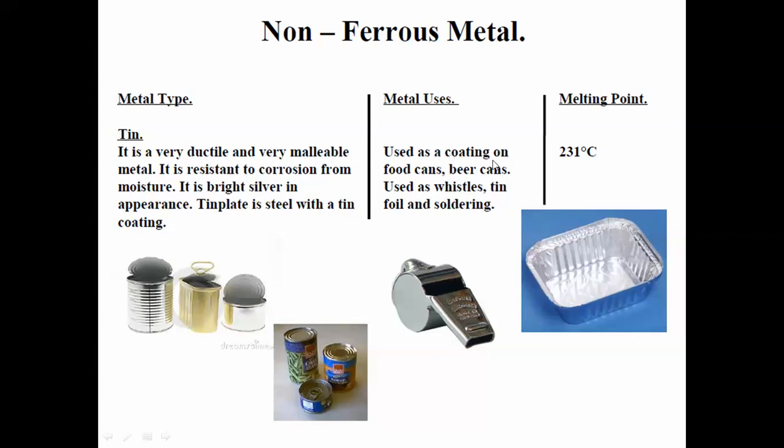So it's used as a coating on food cans, beer cans, those that take alcohol. They use these tins a lot. So it's used as beer cans, it's used as whistles, as tin foil, and also soldering. For soldering, I hope you understand where soldering is used. It's also used for these baking pans also. These are made out of a coating of tin. It has a low melting point, which is 231.